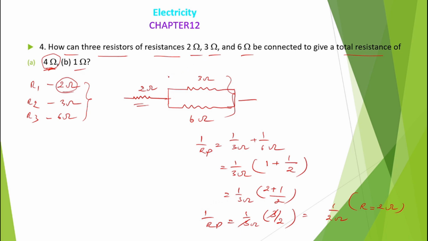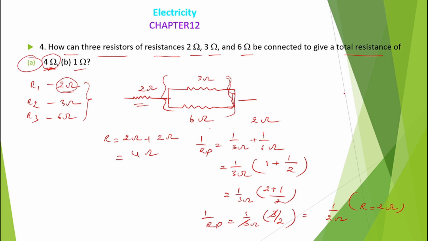So now this part we got 2 ohm. Correct? Now you add the resistances. That means R is equal to 2 ohm plus 2 ohm. So you got 4 ohm. Correct? Then you have to make one sentence: connect the R1 resistor in series and the remaining two resistors, R2 and R3, in parallel. So this is the answer for question A.